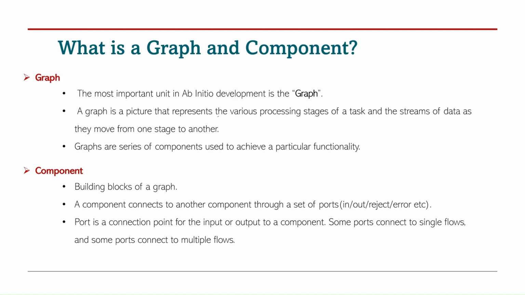Okay, that means let's say we want to read data from a file and load that data into one table. So we need to use components like the input file component to read data, and the output table component to load data. These are the building blocks of a graph. You can see on my screen what a component is. A component is a building block of a graph. This component connects to another component through a set of ports.